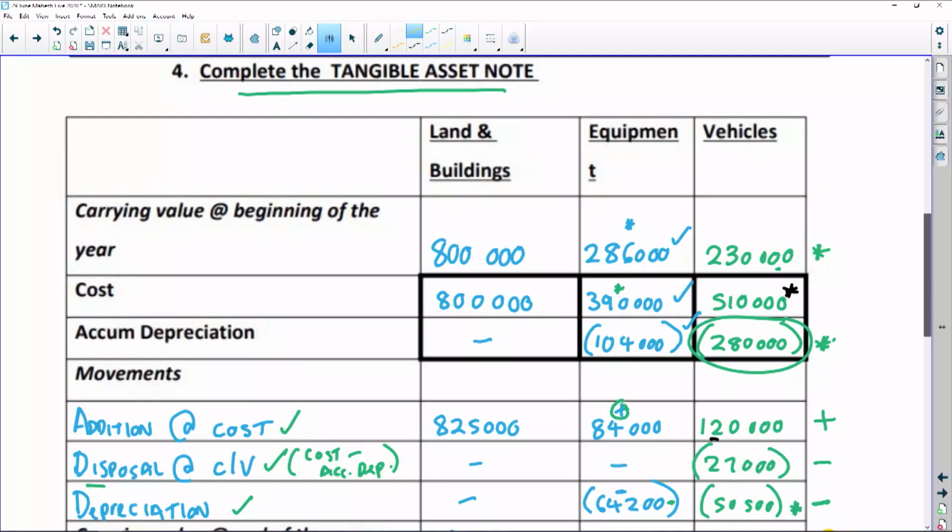So remember guys, you could be given a balance sheet at the end of the year, you could be given a year-end adjustment, or you could be given a question telling you to complete the tangible asset note. And often, if it's not asked in the financial statement, it could be part of interpretations when you're doing the cash flow statement and ratio analysis. Okay, so please remember that, guys.